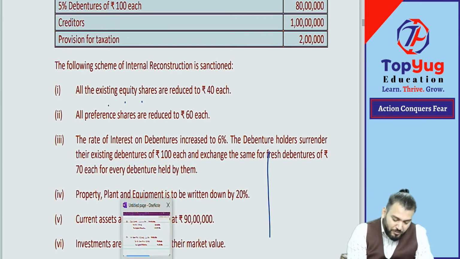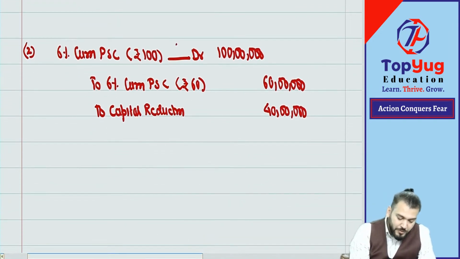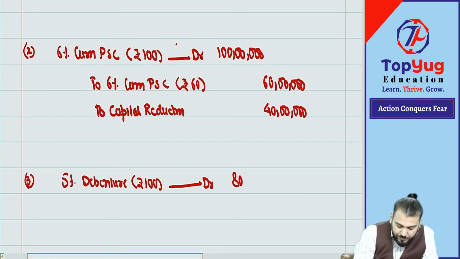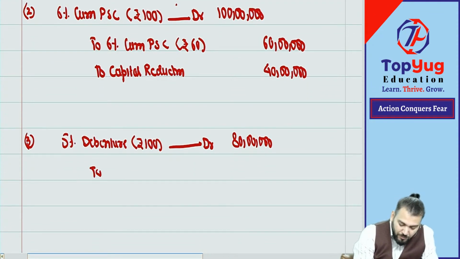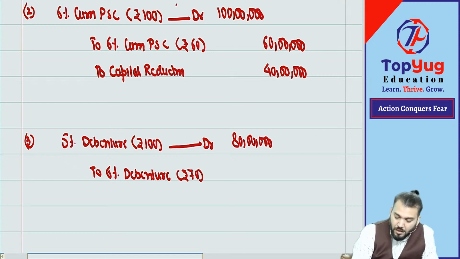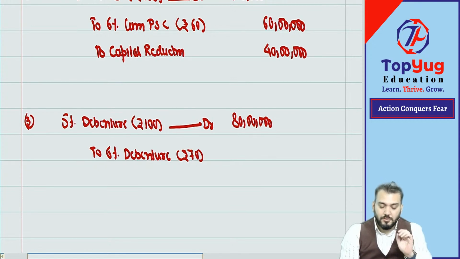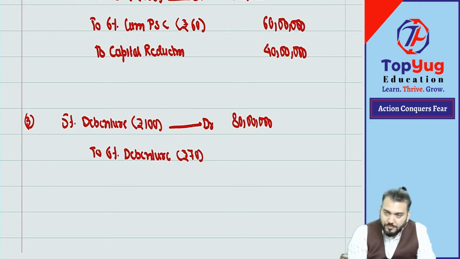Correct. So can you give me the combined journal entry for point number 3? It will be old debenture, how much? 5% debenture of rupees 100, what is the amount? 80 lakh, to, now it will become what? 6% debenture of rupees 70, how much? So of course, what is the number of debentures? 80,000. So 80,000 into 70 will do. Correct. It is how much?